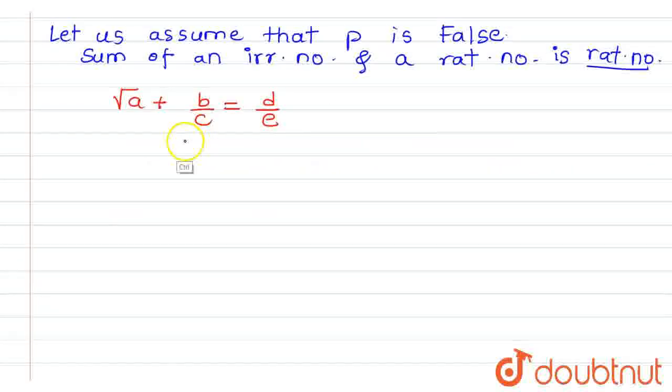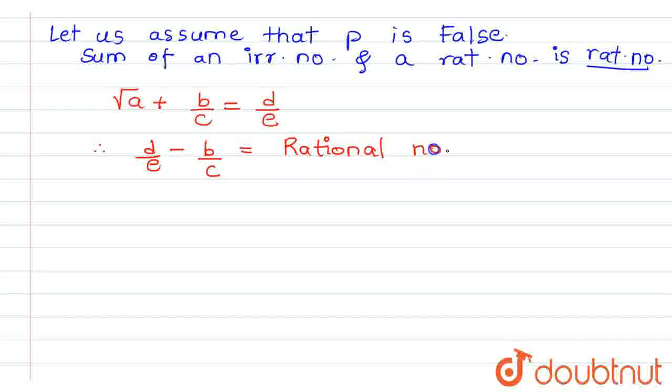Okay, so from this we can say that d upon e minus b upon c is equal to root a. Whatever operation we do on the left side, it is going to give us a rational number, of course. That means this is going to be rational and root a will be irrational. So what is the sum? The sum is a rational number. But what is the statement they are saying? It is irrational. Therefore, this is a contradiction.